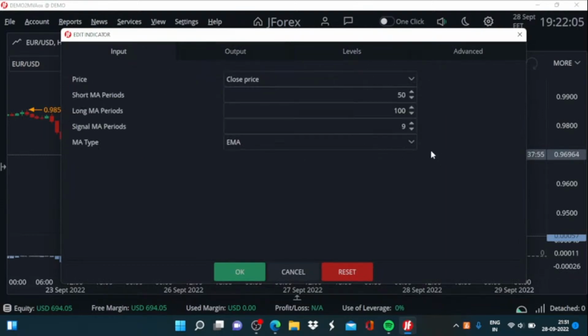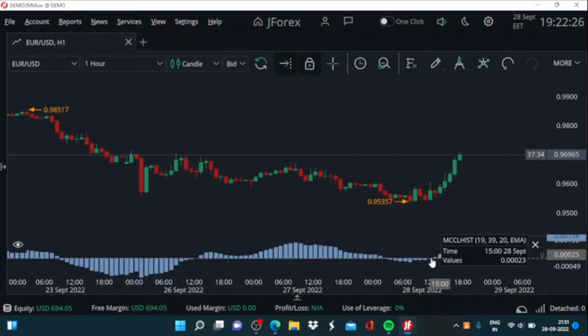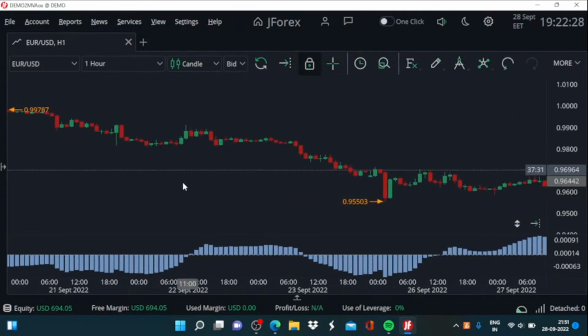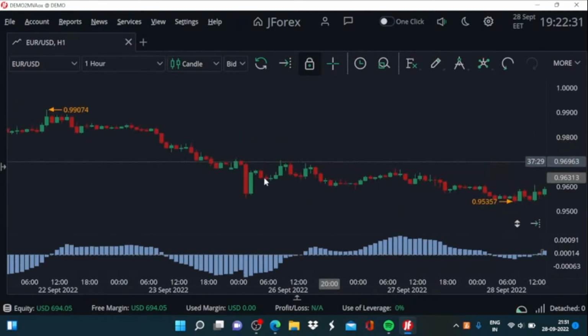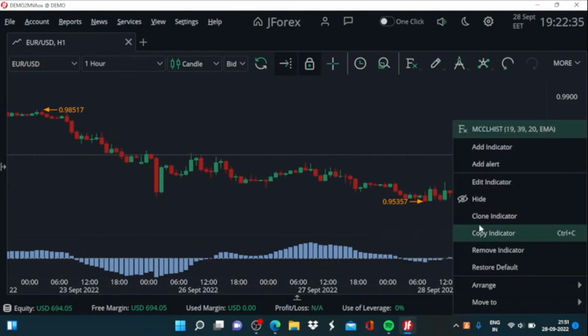Now you can also vary the moving average type. Here I will restore it back to the 19 and 39 combination, the default setup. The signal MA period remains the same, but you can vary it also. Let's try out how it will work when we use 20 as its calculation period. So we are now using a larger time frame for the calculation of this indicator.